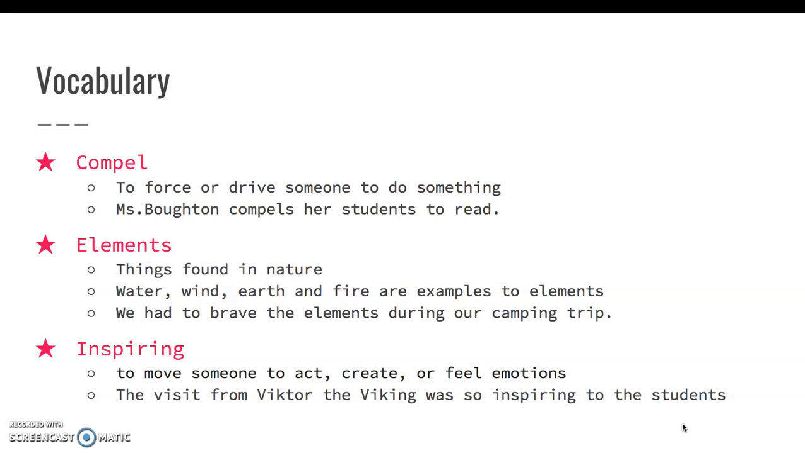Those are 3 vocabulary words for the beginning of this unit. Say them with me one more time. Compel. Elements. Inspiring.